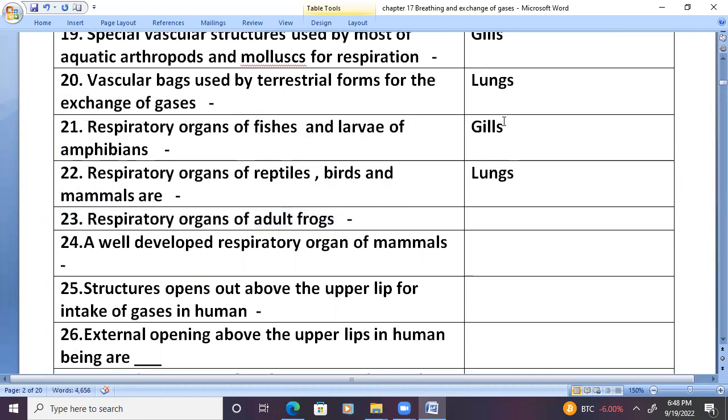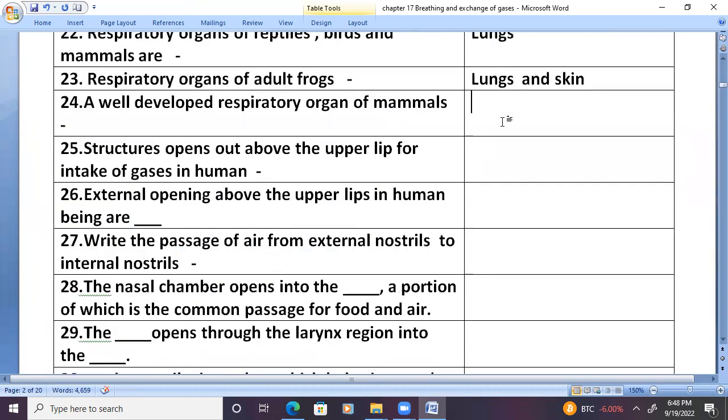Respiratory organs of adult frogs: lungs and skin, that is, pulmonary and cutaneous respiration. A well-developed respiratory organ of mammals: lungs. Structures that open out above the upper lip for intake of gases in human beings: the external nostrils.